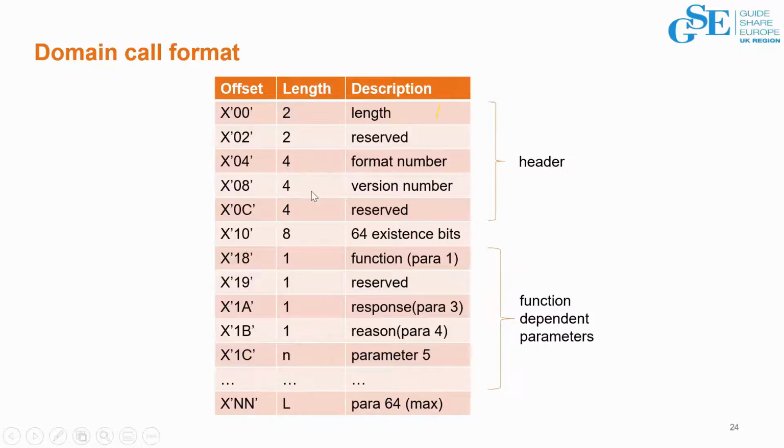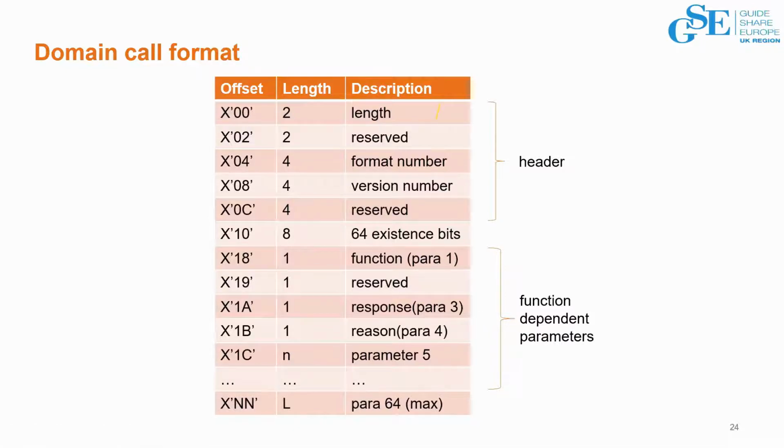And then there's a format number, a version number, and 4 bytes of reserve. So that's pretty much what you would expect to see in a header: overall length, then format, version number, and then reserved. Then you get these 8 bytes of existence bits. Since there's 8 bits in a byte, we know there could be up to 64 possible parameters. The bits here are just to indicate whether the parameter is passed.